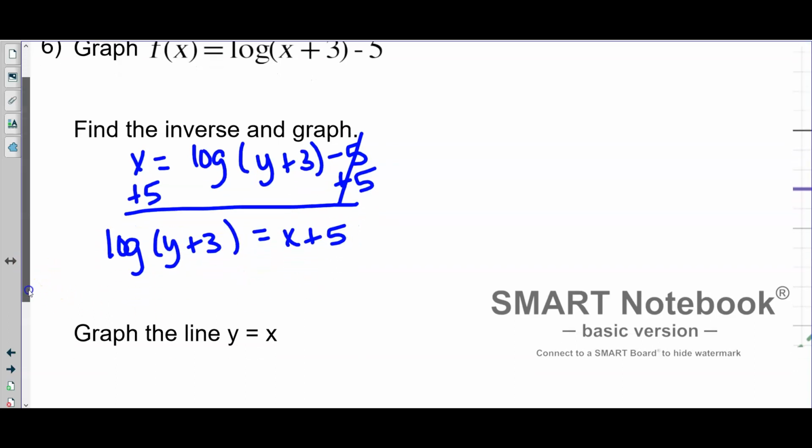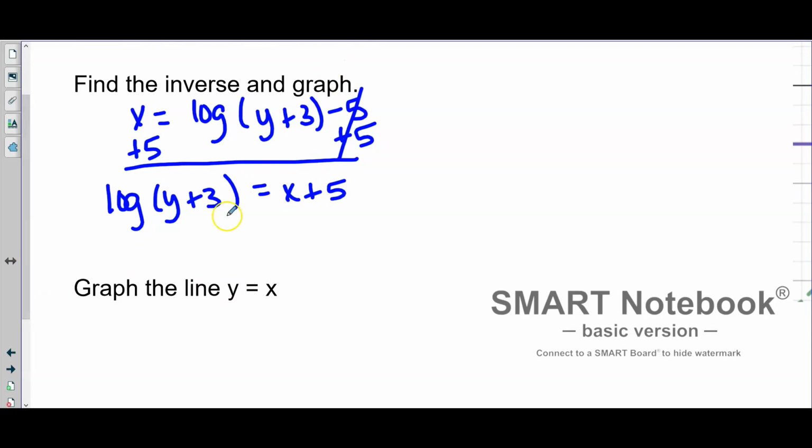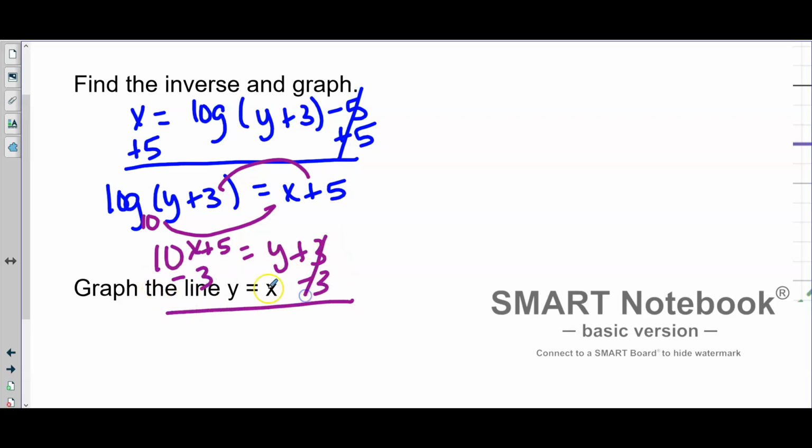Okay, once you get the log by itself, that's where you write it in exponential form. So remember, the log is base 10, but you have to have the log term by itself. So when we write that, we're going to take that 10, we're going to raise it to the x plus 5, and it's going to equal y plus 3. So we have to subtract 3 to get the y by itself. So that's the inverse.